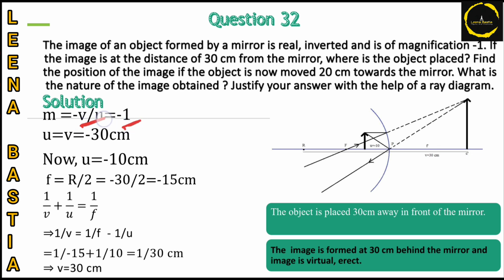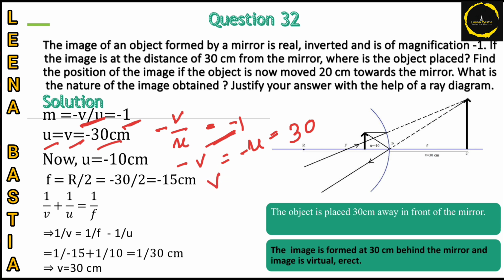Let us substitute the value in the formula, m equals minus v by u. Now from that you will get u equal to v equal to minus 30 centimeter. So minus v by u equals minus 1. Now cross multiply this: minus v equal to minus u, which is given as 30 centimeter. Isn't it? So v equals u equals minus 30.